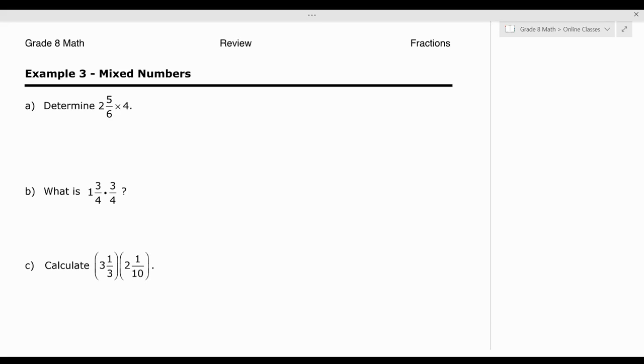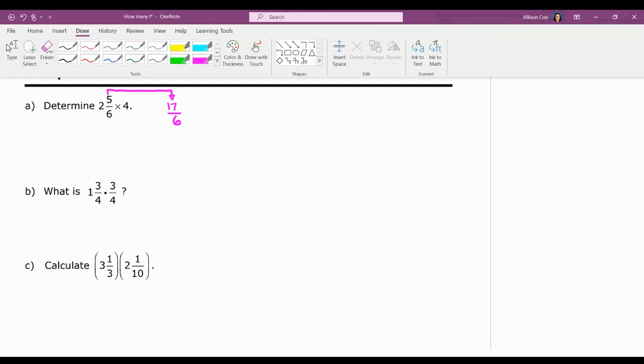Moving on to example 3. Technically, this would be the first question in this lesson that would really be new with the mixed numbers. It tells you determine 2 and 5/6 times 4. So we are always going to change this into an improper fraction first. 2 times 6 is 12. If I add 5 to that, I'm going to get 17. So that's 17/6.